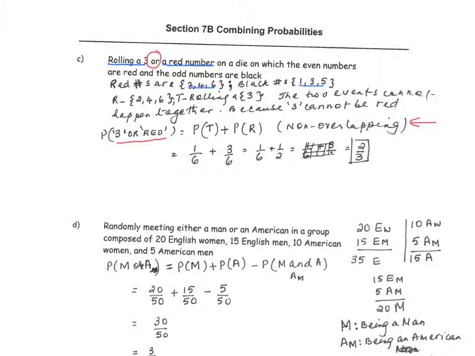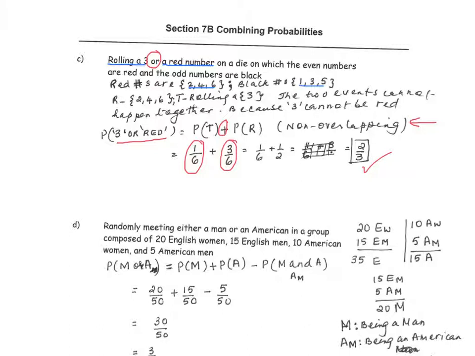So the rule that goes with the non-overlapping events is probability of 3 or a red equals probability of 3 plus the probability of a red. It's simple addition of the two probabilities since there is no overlap. So probability of rolling a 3, it's 1 out of the 6 numbers on the die, and rolling a red number would be any one of the 3 red numbers, so it's 3 out of 6. So when we add the two numbers, we get 2/3.